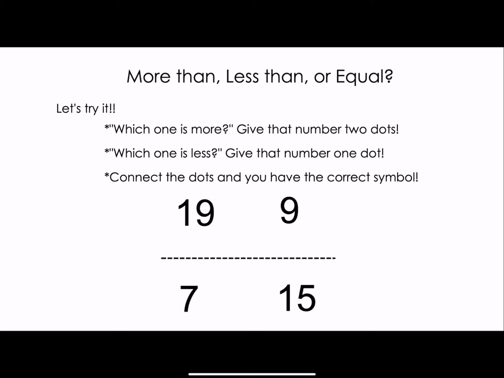Let's try another one. We have 19 and 9. 19 is the greater one because 19 has a group of 10. 9 doesn't. So 19 gets the 2 dots. 9 gets 1 dot. We connect the dots and we get our symbol. 19 is greater than 9. Let's look at the one below. We have 7 and 15. Well, who's the greater one? 15, so he gets the 2 dots and 7 gets 1. We connect our dots. 7 is less than 15.